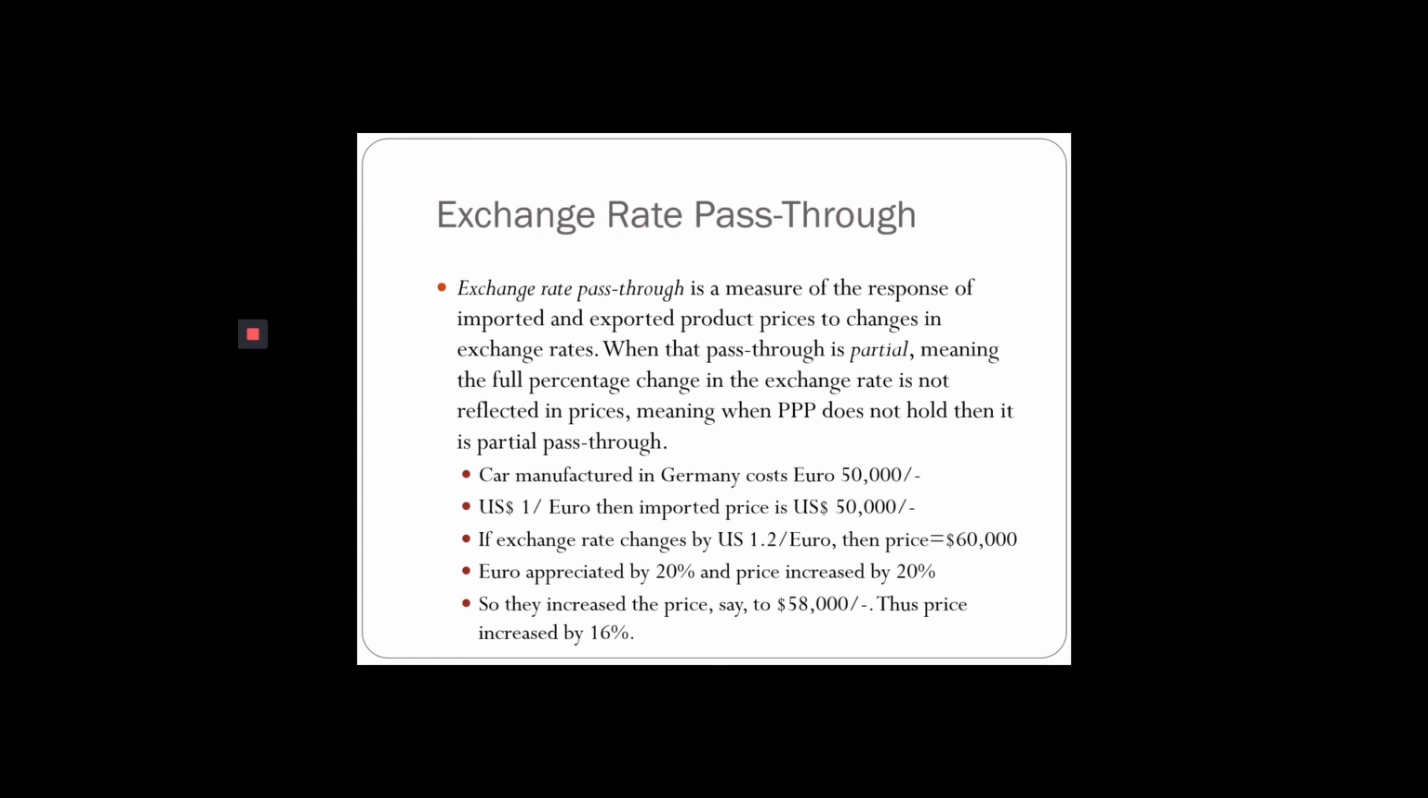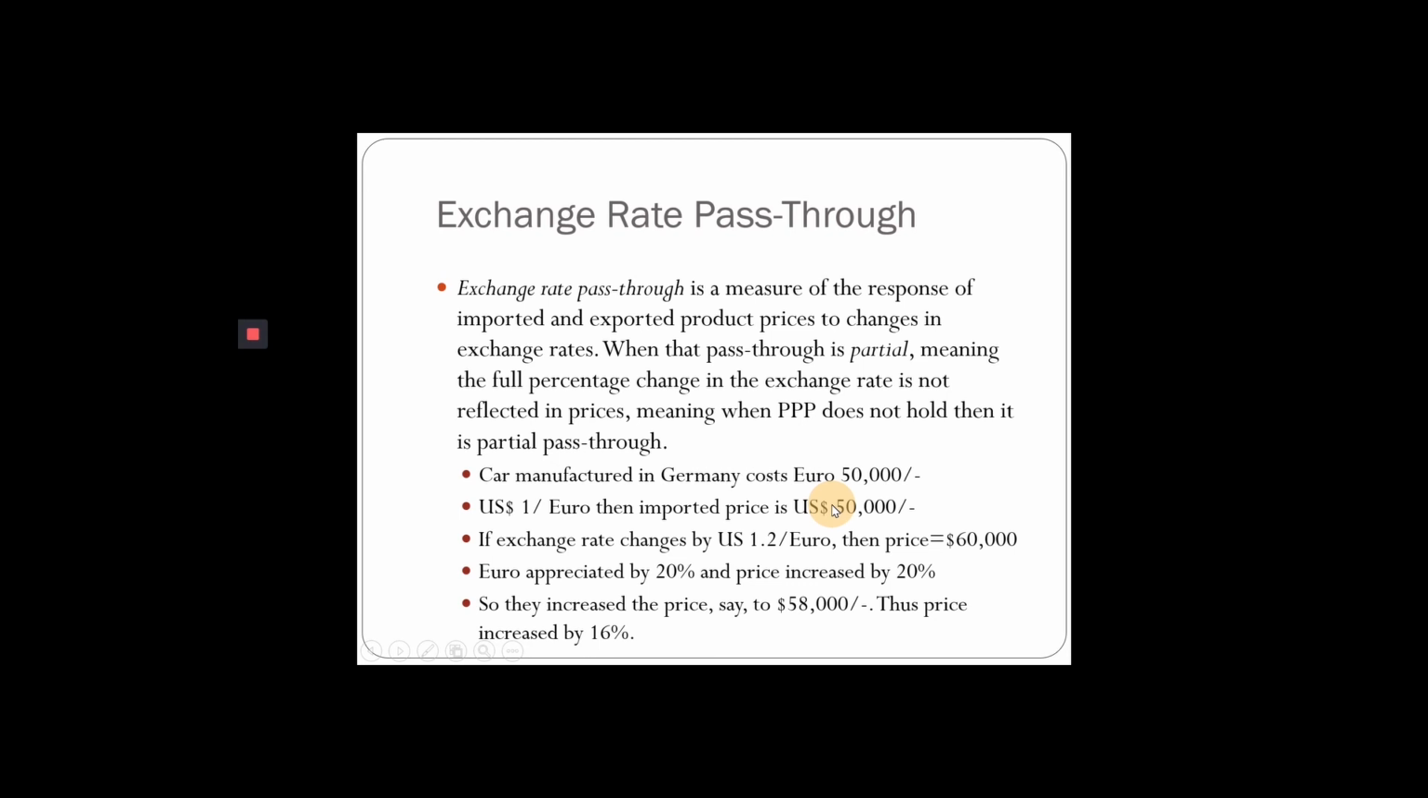So for example, if there is a car which is getting manufactured in Germany and it costs 50,000 euro, and right now the exchange rate is $1 per euro. So this is not a quote, this is a mathematical way of writing the exchange rate. Then the imported price is $50,000 for the same car.